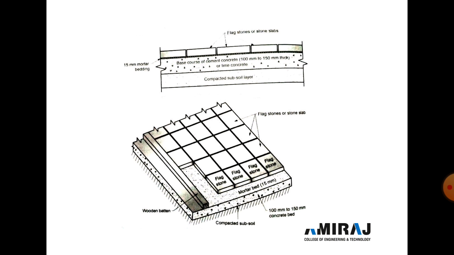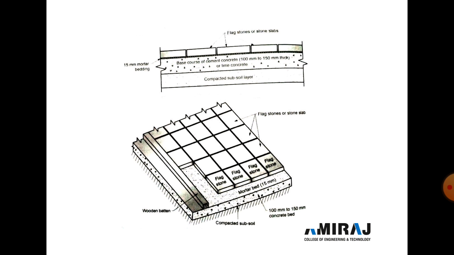So here mortar is only made with cement and water and sand, and then after that the flagstone or a stone slab is fixed above it, and all the gaps between the flagstone are filled up with a cement mortar with a ratio of 1:3.